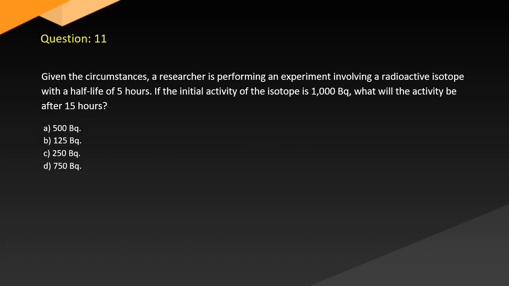Question 11. Given the circumstances, a researcher is performing an experiment involving a radioactive isotope with a half-life of 5 hours. If the initial activity of the isotope is 1000 Bq, what will the activity be after 15 hours? A. 500 Bq, B. 125 Bq, C. 250 Bq, D. 750 Bq.